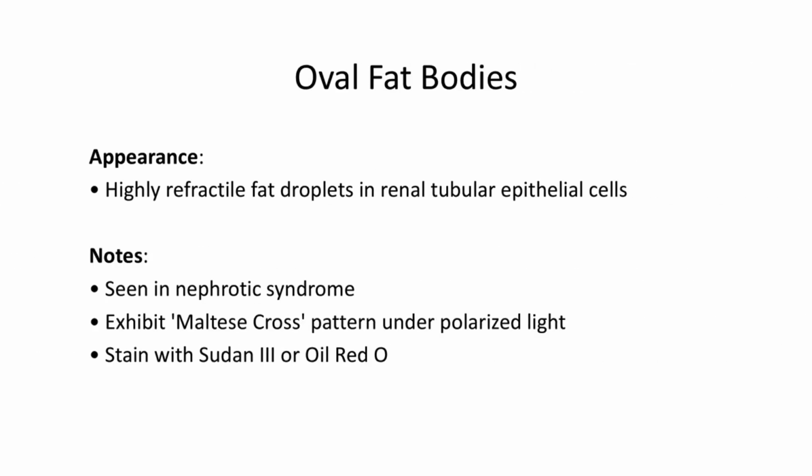Oval fat bodies are renal tubular epithelial cells that contain highly refractile fat droplets. They are commonly seen in nephrotic syndrome. Under polarized light, they display a Maltese cross pattern. They can be confirmed with fat stains such as Sudan 3 or oil red O.